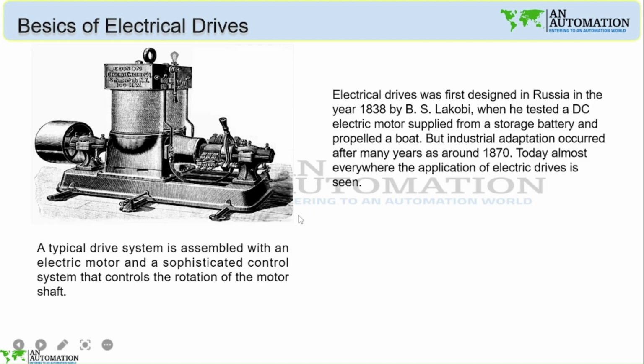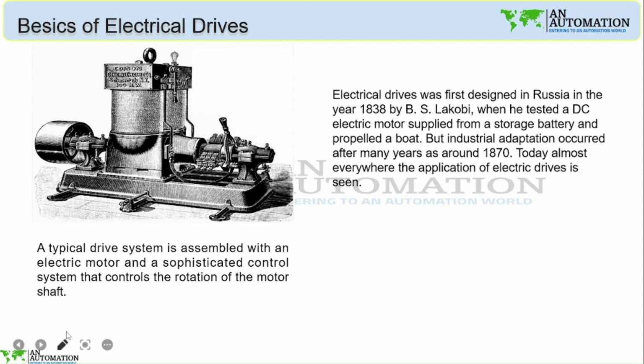Electric drives were first designed in Russia in the year 1838 by B.S. Jacobi, when he tested a DC electric motor supplied from a storage battery and propelled a boat. But industrial adoption occurred many years later, around 1870. Today, the applications of electric drives are seen almost everywhere.